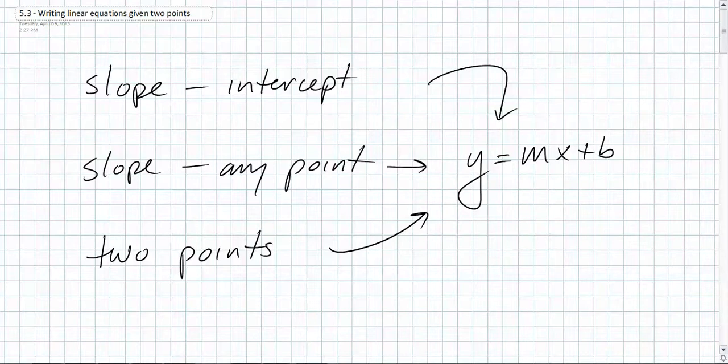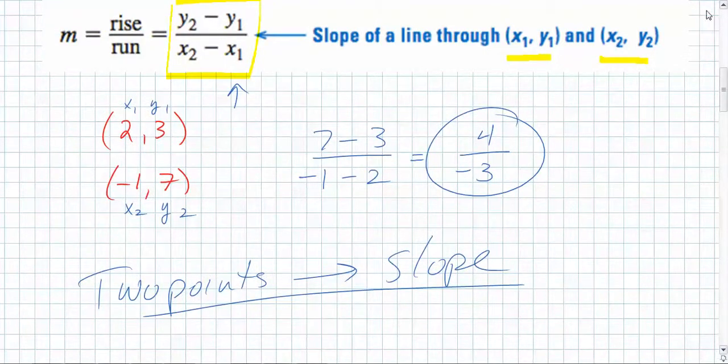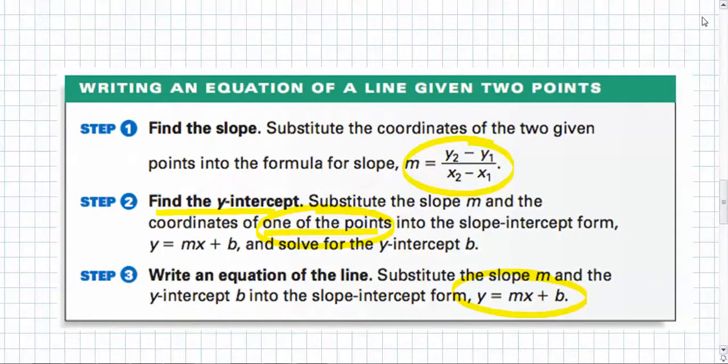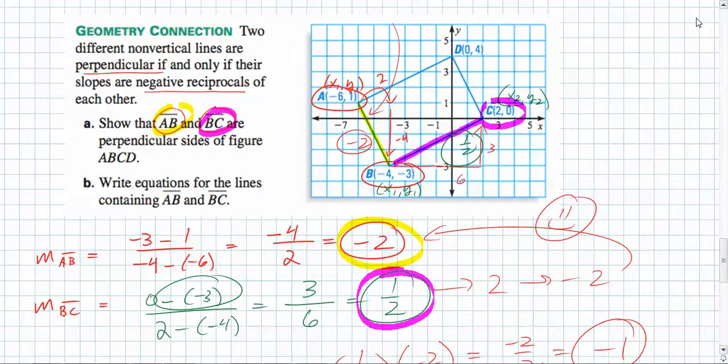To recap, we first learned how to write equations in slope-intercept form by being given the slope and the intercept. Then we learned how to write them given the slope and any point. And now we're learning how to do it with 2 points. Slope, again, is y2 minus y1 over x2 minus x1. And the process we follow is we find the slope, then we find the y-intercept, and then we substitute those values into the equation.